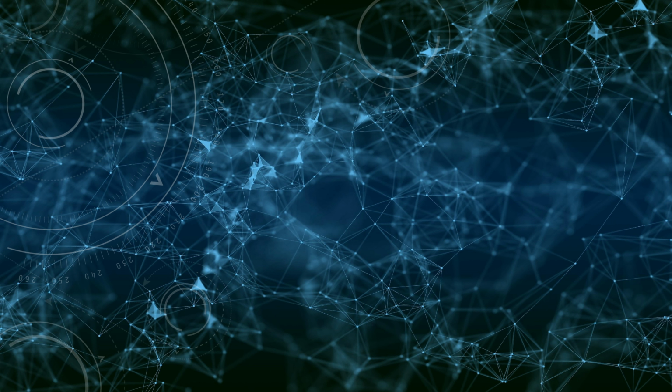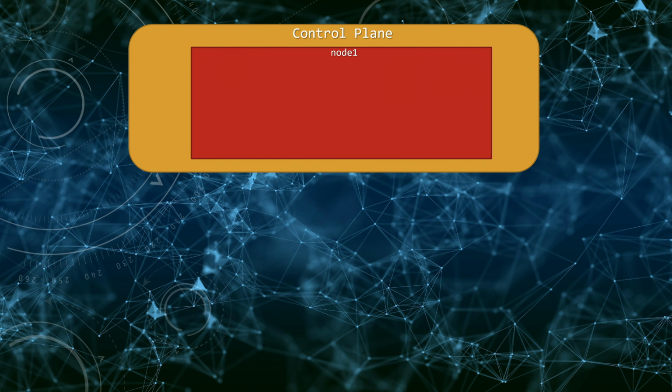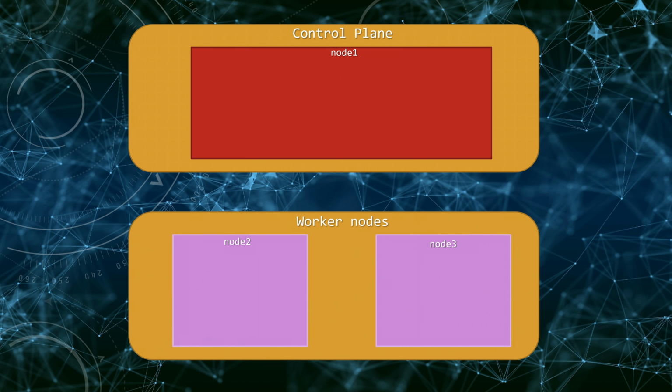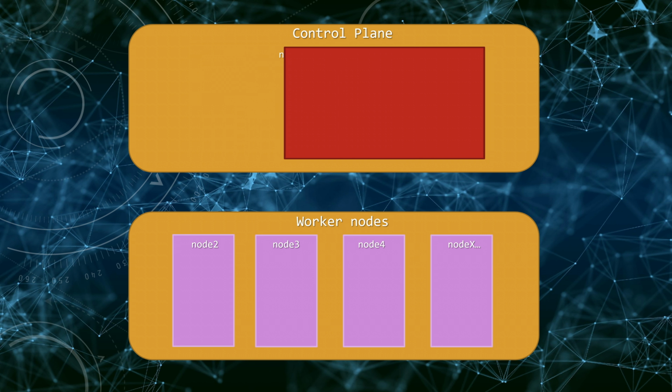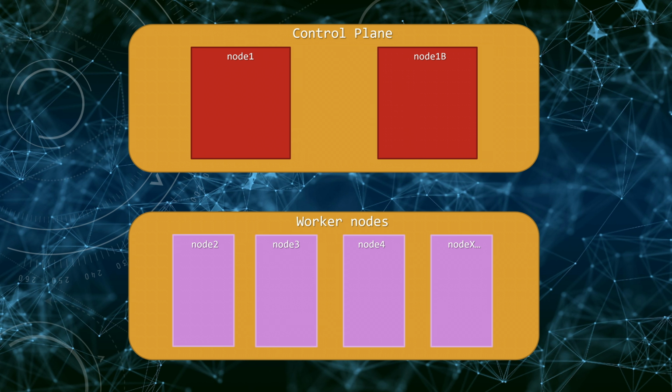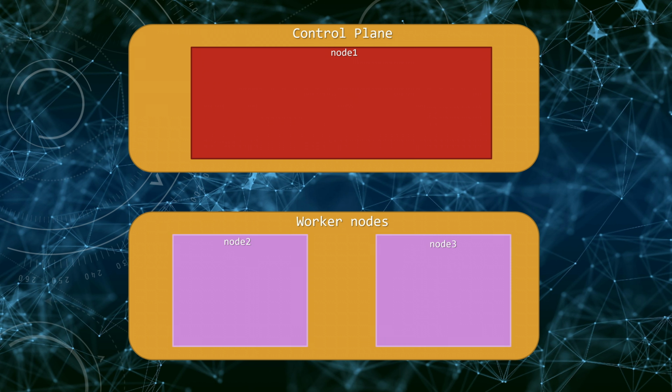IPv6. Our Kubernetes deployment will consist of a single node running the control plane that manages the state of the cluster, and two worker nodes that will run our containerized workloads. Mind that if needed, you can add more worker nodes to the cluster. Also, for high availability, you can have multiple control plane nodes, but let's leave that for another video.